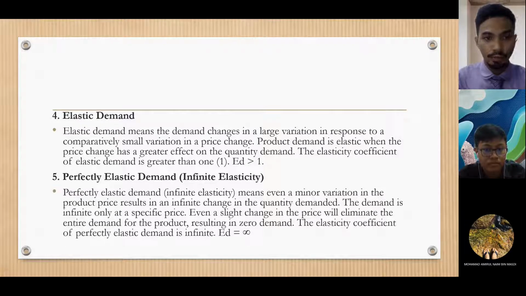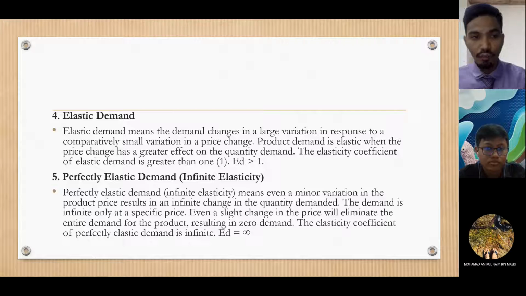Elastic demand. Elastic demand means the demand changes by a large variation in response to a comparatively small variation in price. Product demand is elastic when the price change has a greater effect on the quantity demanded. The elasticity coefficient of elastic demand is greater than 1.